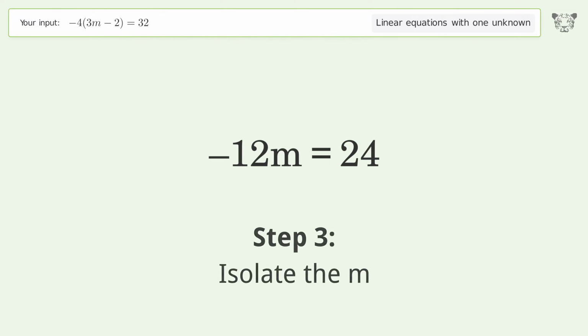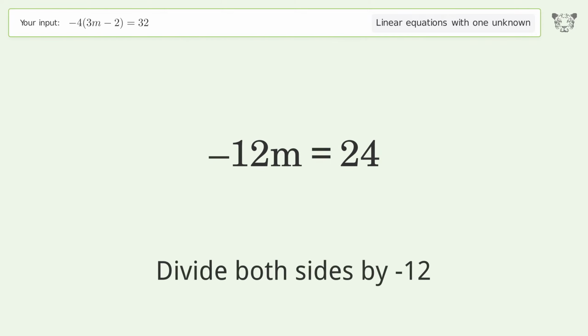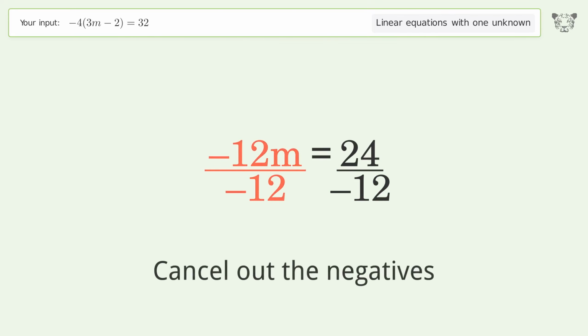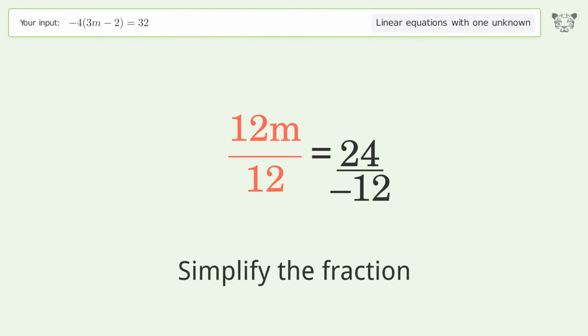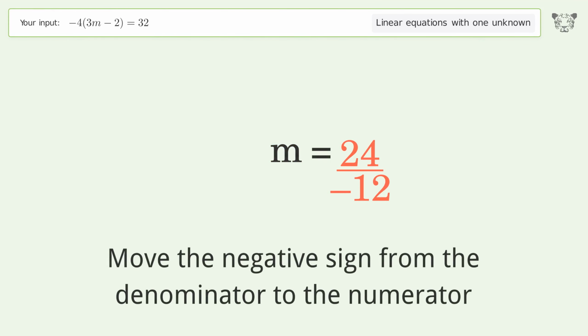Isolate the m. Divide both sides by -12. Cancel out the negatives. Simplify the fraction. Move the negative sign from the denominator to the numerator.